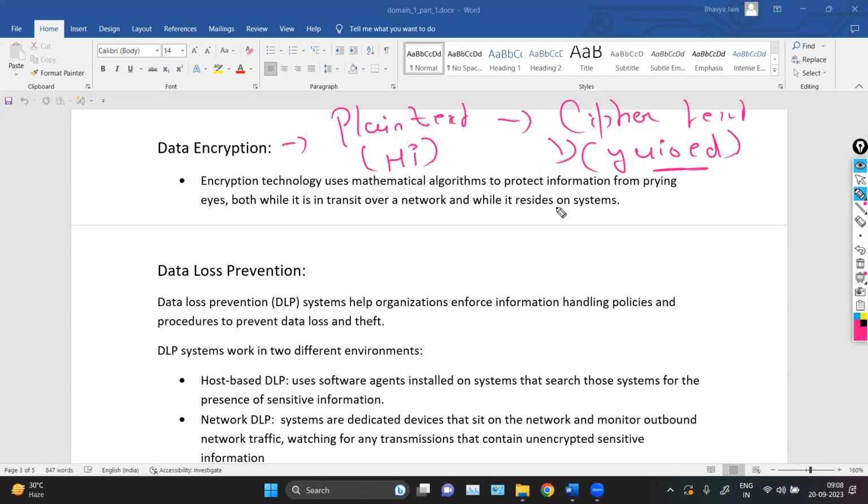So here you have the plain text, and now you're converting the plain text into ciphertext. That is known as encryption. And what's decryption? Converting your ciphertext back into the plain text.